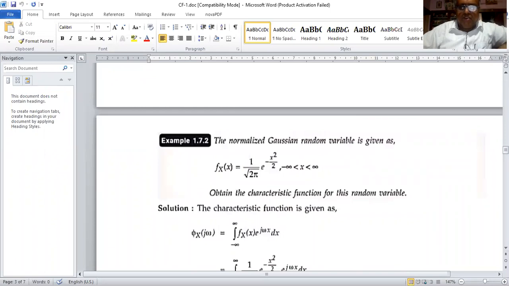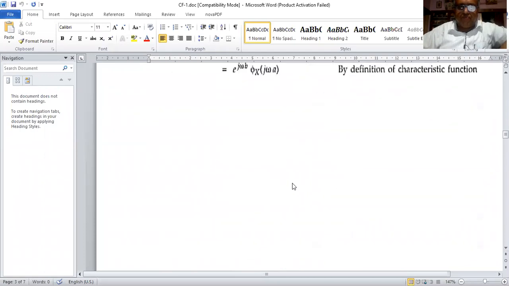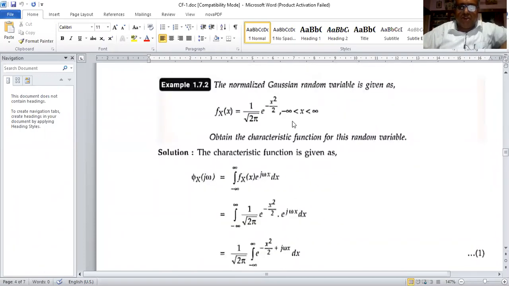Okay, guys, we shall continue with the problems. The second problem that we are considering is with respect to a normalized Gaussian random variable. The problem statement goes like this: the normalized Gaussian random variable is given as fx of x is equal to 1 by square root of 2 pi into e to the power of minus x squared by 2 for minus infinity less than x less than infinity. Obtain the CF of this random variable.